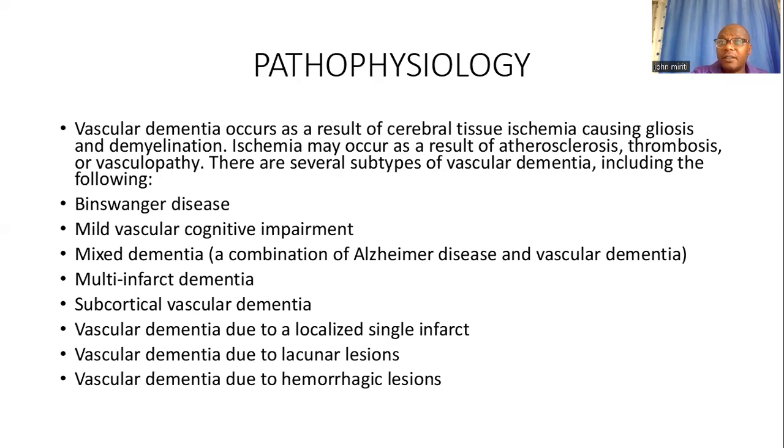There are several subtypes of vascular dementia, including the following. For example, there is Binswanger disease, sometimes called a syndrome. Also, there is mild vascular cognitive impairment. There is mixed dementia, which is a combination of vascular dementia plus Alzheimer's, where there is a discussion about diabetes type 4. Sometimes people call it diabetes type 4, since it has been discussed as such since the year 2015. There is another one called multi-infarct dementia. There is corticovascular dementia, vascular dementia due to a strategic single infarct, vascular dementia due to lacunar lesions, and vascular dementia due to hemorrhagic lesions.